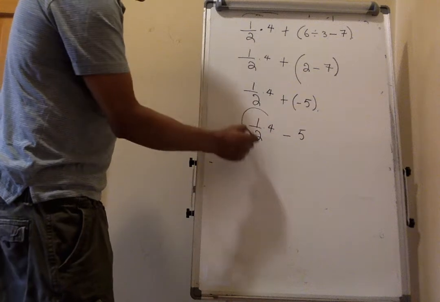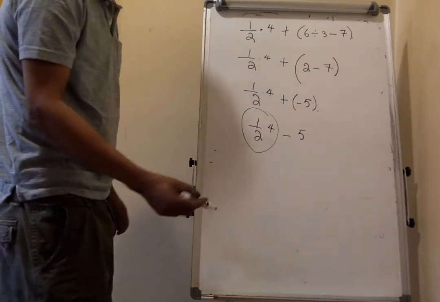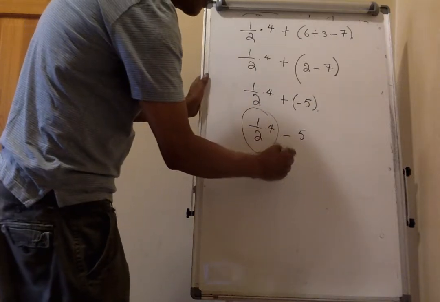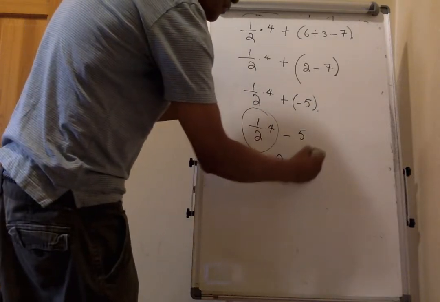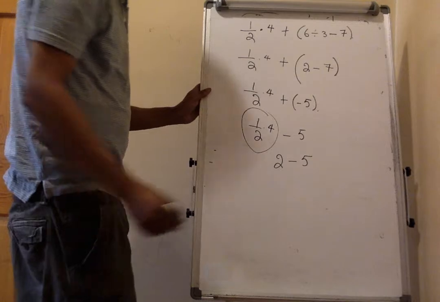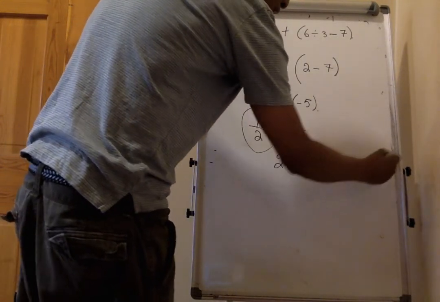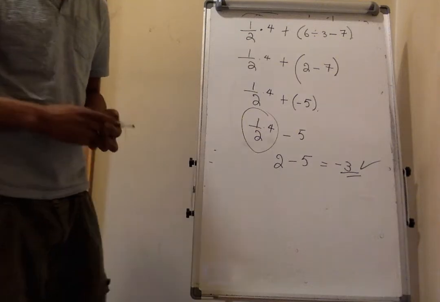Now this is multiplication. Half times 4 is what? 1 times 4 is 4. 4 divided by 2 is 2. So this is 2 minus 5. And 2 minus 5 will give you negative 3. And then you're done. Okay?